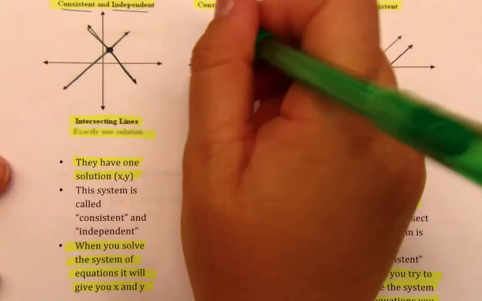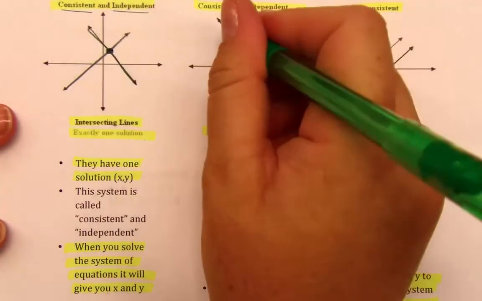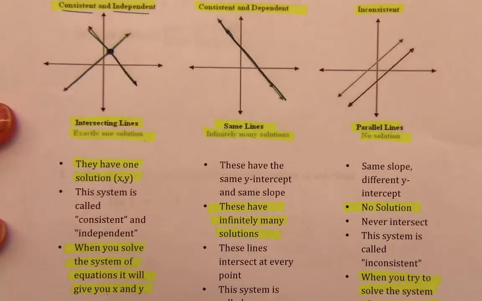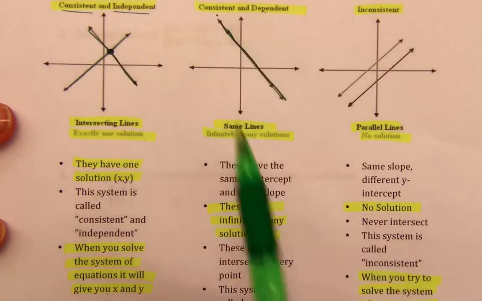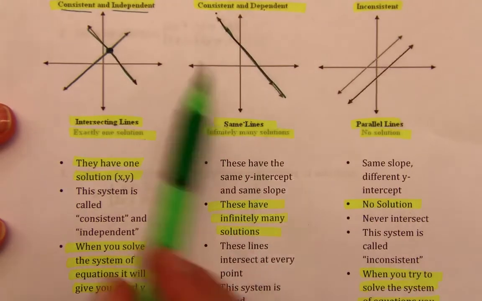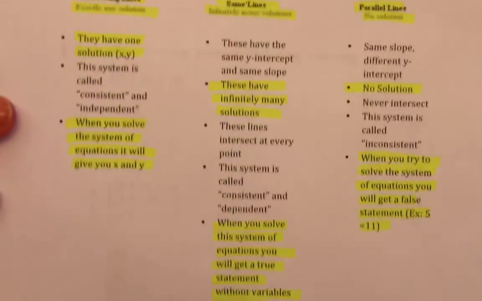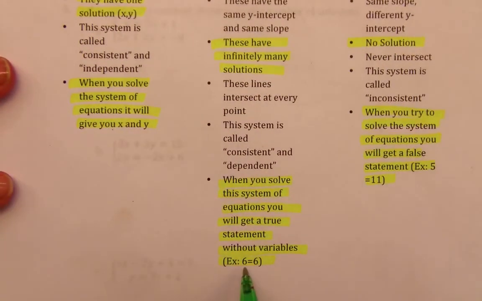Now, the next one, we have a single line here. And then graphing the second equation, we realize that they're the exact same line. They lie on top of each other. So these are consistent and dependent. They are the same lines. They have infinitely many solutions, infinitely many points in common. And when you solve these equations algebraically, you're going to get a number without any variables, where we have 6 equals 6, or 0 equals 0, or 5 equals 5, something like that.